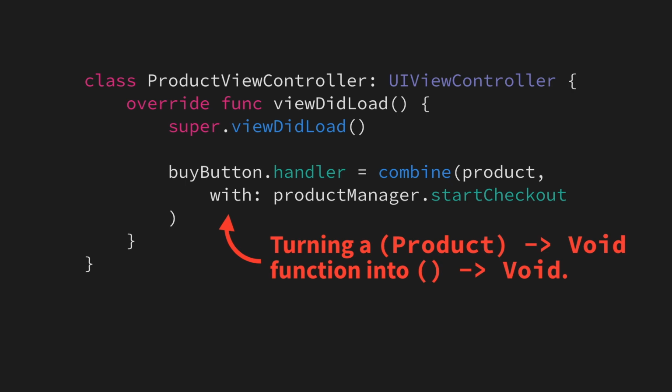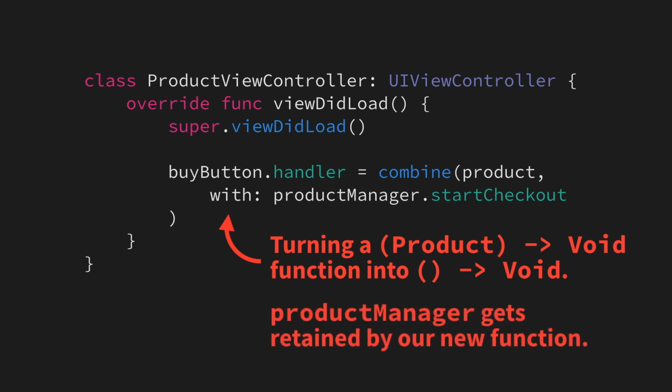Now, one thing that's important to remember when using techniques like these is that whenever we're referencing an instance method of an object, we are also retaining that object. So in this case, our product manager will get retained by this new function that we've created using combine. In this case, it's not a problem. Since we're not referencing self, we won't be causing any retain cycles here, but it's just something to keep in mind whenever passing instance methods as closures.